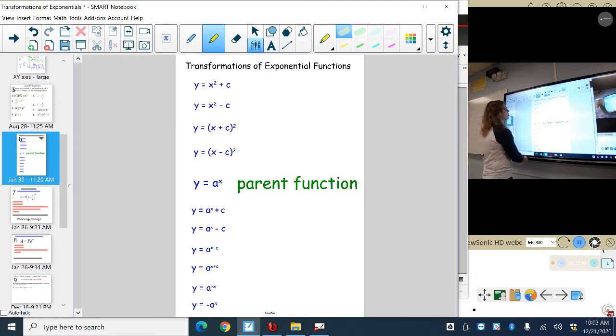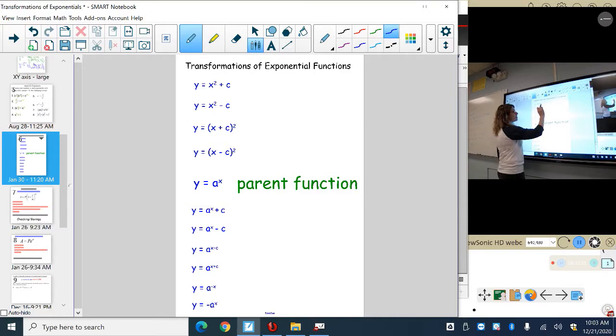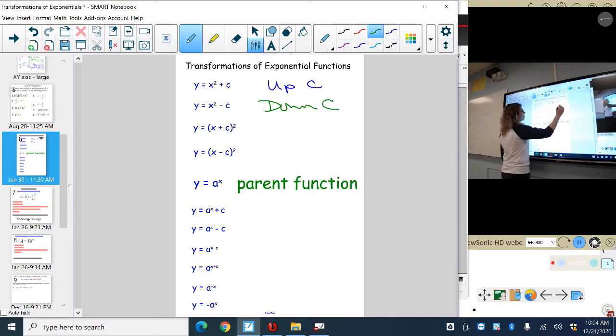What is happening to this graph? Well, the plus c is not in the exponent position, so it's going to go up c units. This right here is not in the exponent position, so it's going to go down c units. This right here is plus c, that's squared, that's going to move the whole entire function to the left, but this is not an exponential function, this is a quadratic. So that's going to go to the left c units.